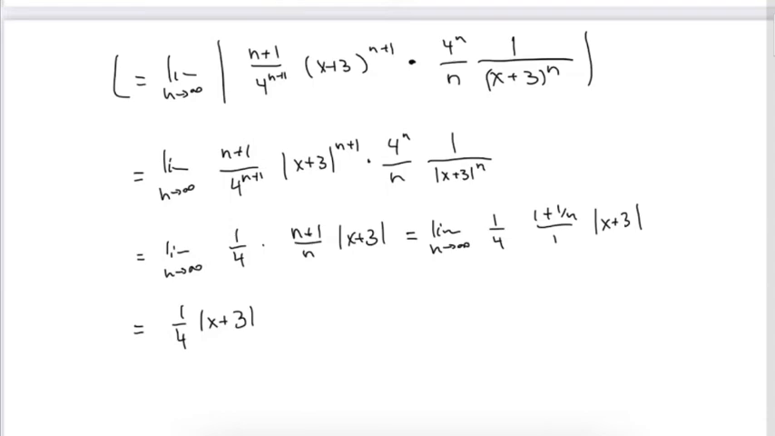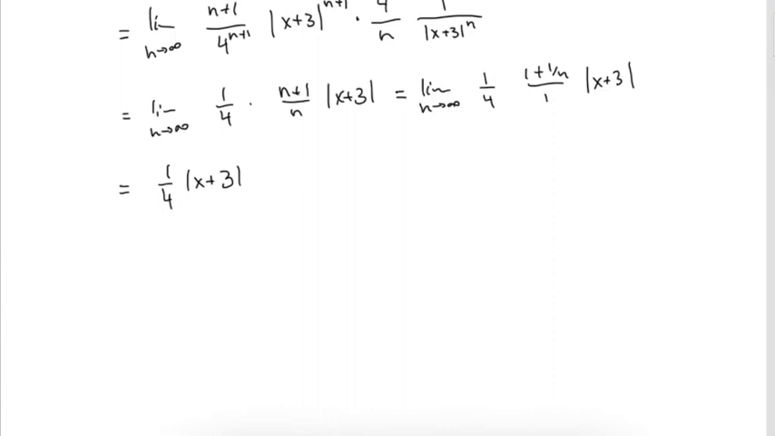What does this have to do with the radius of convergence? So I'll just write this again. L is 1/4 absolute value x plus 3. Remember, it converges when L is less than 1, and it diverges when L is more than 1.